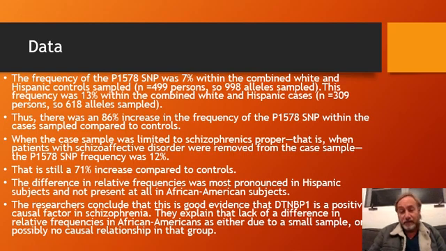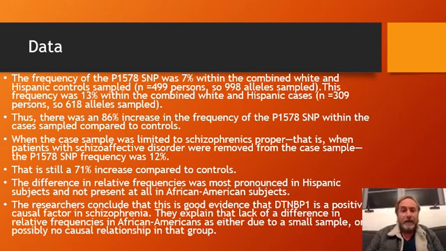The difference between 7% and 13% is a little smaller than we were looking at in the last case, where it was like 47% versus 4%, right? It's going to depend on the sample size, stuff like that. But that is an 86% increase, right, from 7% to 13%. So worth looking into. If you limit the sample to just schizophrenics, that is, take out the people with schizoaffective disorder, the frequency goes down from 13% to 12%, right? But that's still a 71% increase compared to controls, so pretty good.